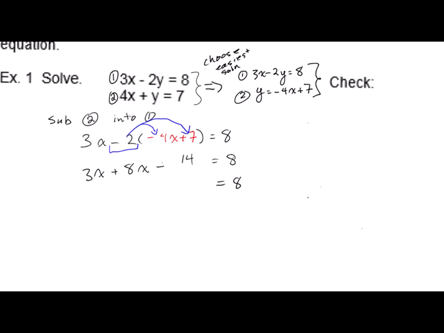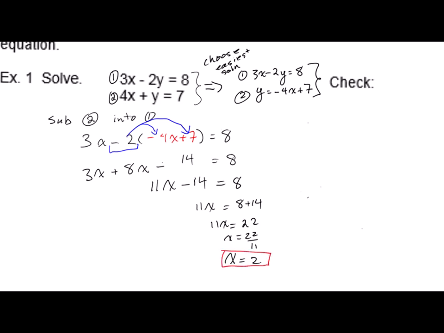And we're going to get 11x minus 14. Now we just move the minus 14 to the other side, and we get 8 plus 14 is 11x. And then we add those two together to get 22, and we have 11x is 22, and we find x is 22 over 11, which means x is equal to the value 2.